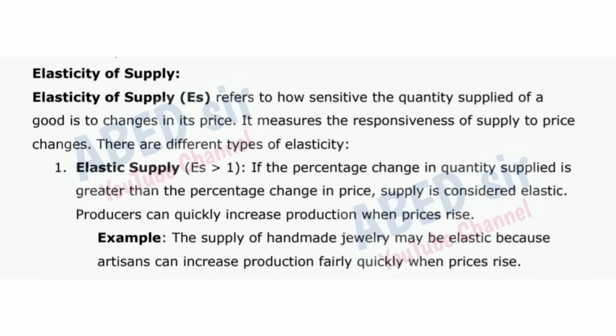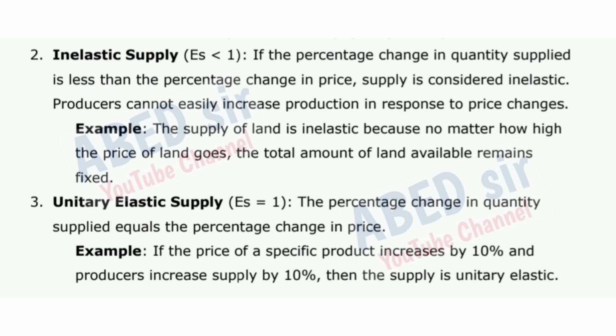Producers can quickly increase production when prices rise. Example, the supply of handmade jewelry may be elastic because artisans can increase production fairly quickly when prices rise. 2. Inelastic supply is less than 1 if the percentage change in quantity supplied is less than the percentage change in price, supply is considered inelastic. Producers cannot easily increase production in response to price changes.